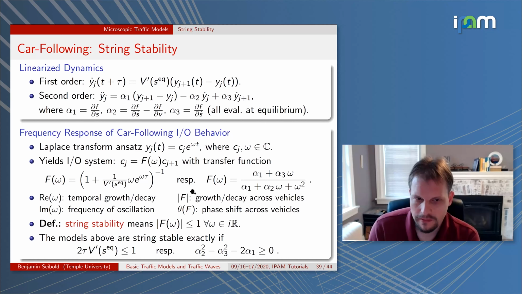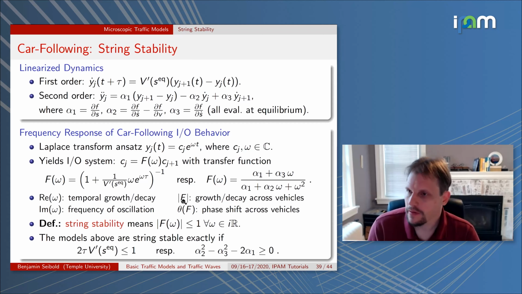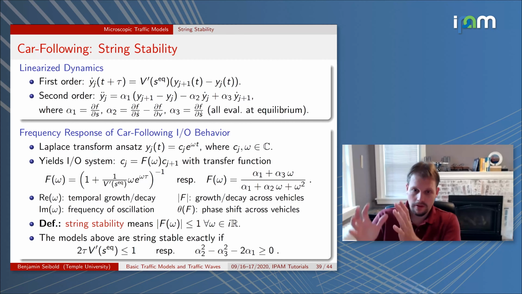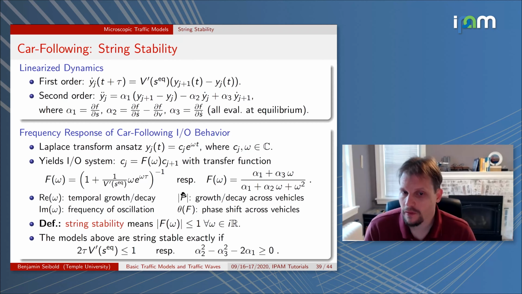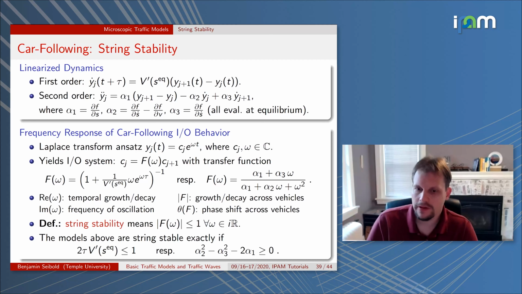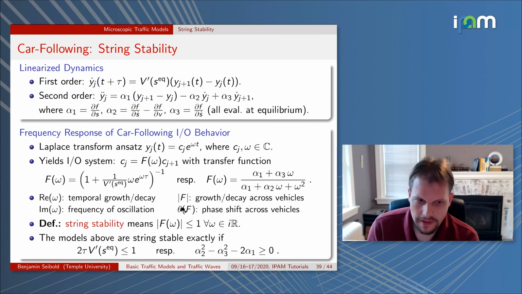They're written here for the first order model with delay, here for the second order model, and then one could look at the magnitude, the modulus, the absolute value of the transfer function. That will be the growth and the decay across vehicles. So that value here will tell you for a given frequency omega, if the lead vehicle has an oscillatory perturbation of a given amplitude, then this will tell me by how much this amplitude is amplified to the vehicle behind. And this here is then a phase shift. Now, plotting this for all possible frequencies omega that are not growing or decaying, but are just oscillatory profiles, that in engineering is called the Bode plot.